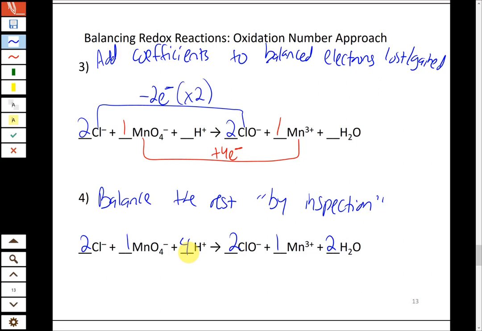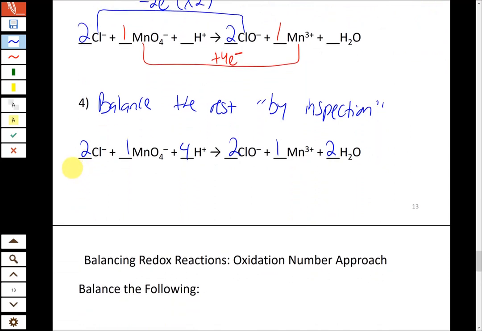We're going to do those by inspection, and often it is going to involve water and H plus or something like that as the last things you balance to make sure you have the same number of atoms on each side. So this one is now totally balanced. The number of electrons are correctly balanced, and the rest of the coefficients are there to make sure that the mass balance is also preserved.